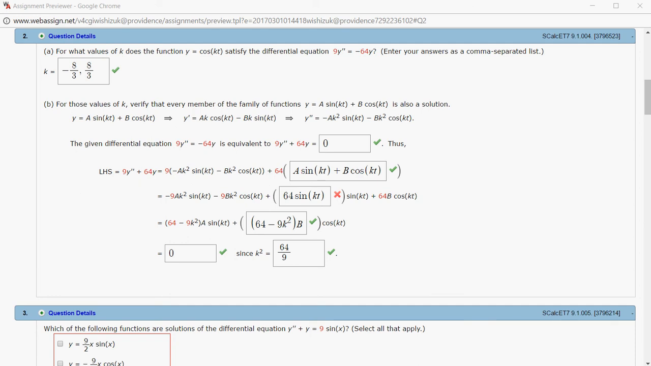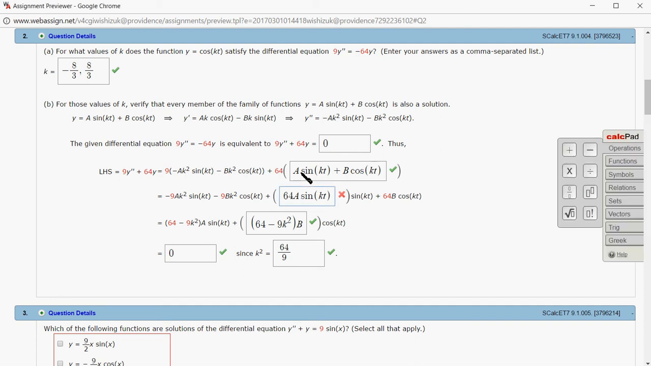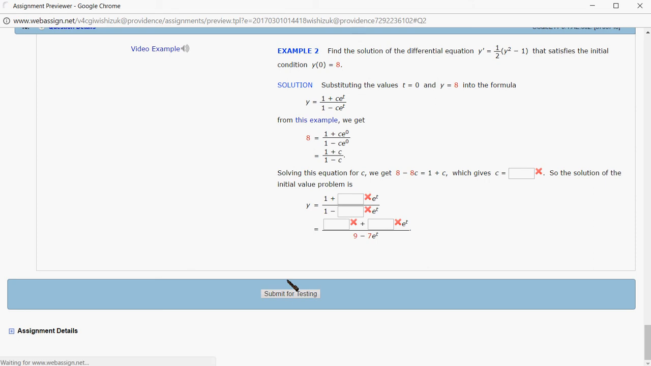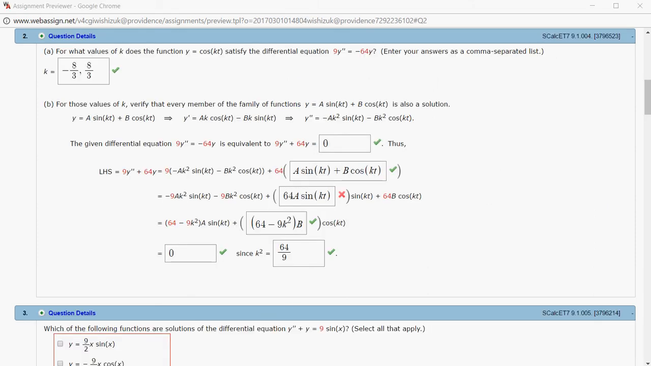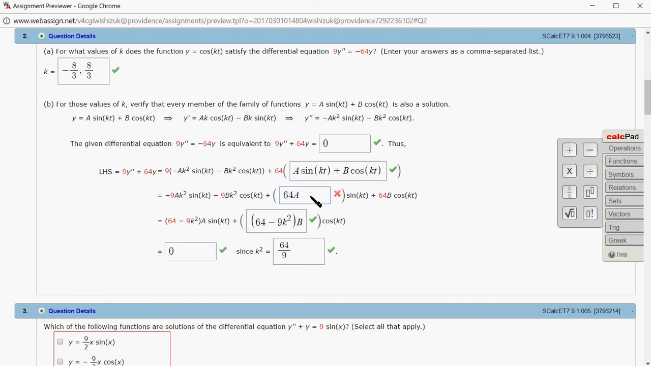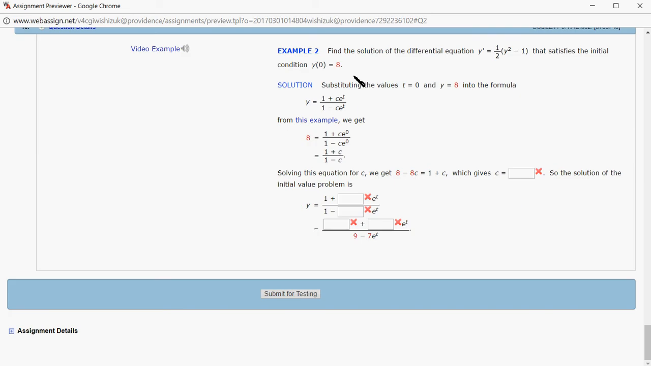Actually, there's one thing I messed up. I didn't put a there. Let's check again. Sorry about that. Actually, the sine of kt is already written, so I didn't need that. All I needed was 64a. Let's check again, and hopefully they'll like that answer.